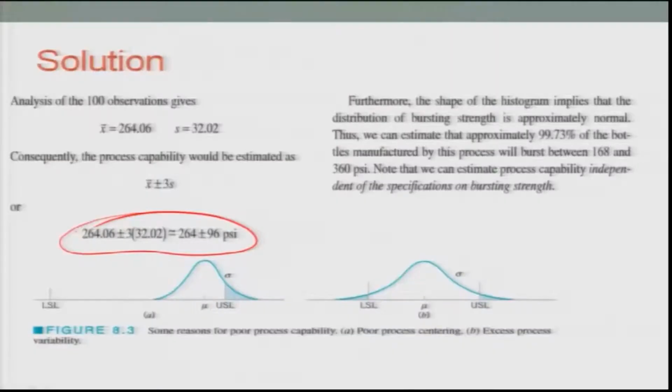Thus, we can estimate that approximately 99.73 percent of the bottles manufactured by the process will burst between 168 and 360 PSI. So, note that we can estimate process capability independent of the specifications on bursting strength. Based on that, you try to find out what the average value is and what the dispersion is below and above the mean value.